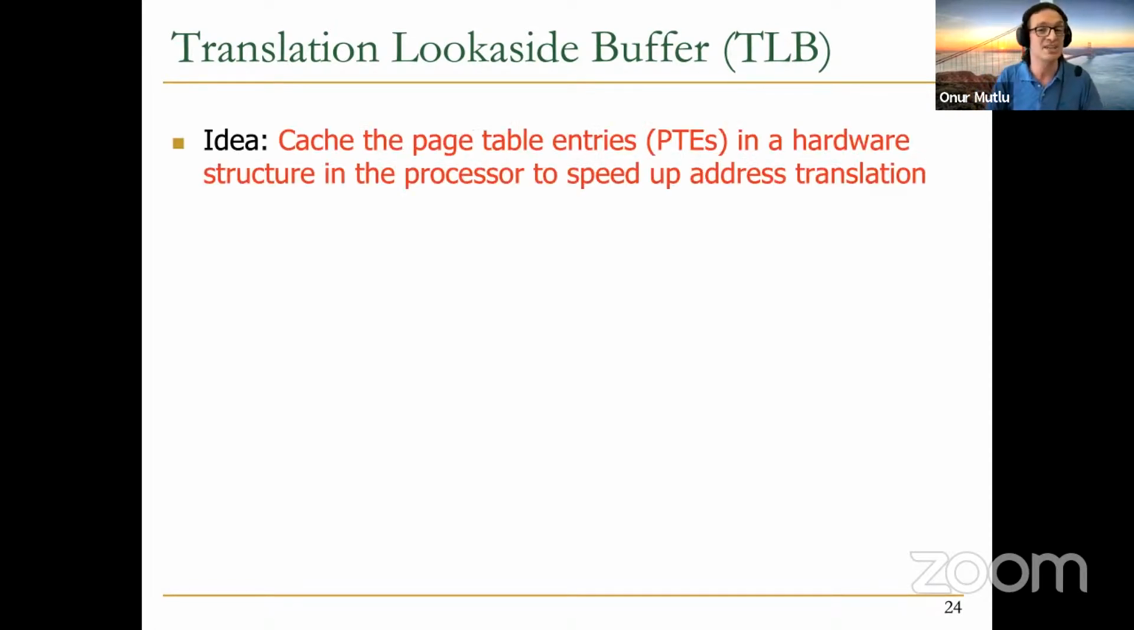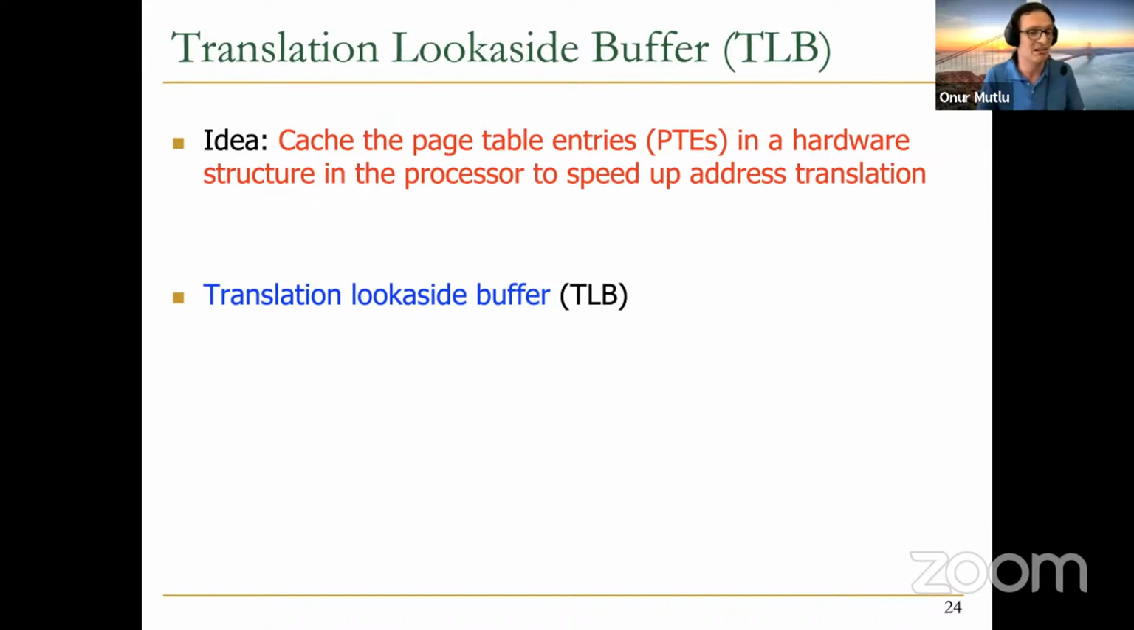So why not cache the page table entries in a hardware structure in the processor to speed up the address translation? That's the idea of a translation look-aside buffer. It's essentially a cache for page table entries that you can access within one cycle or just a few cycles, such that you can get your addresses translated right away without going through the page table. And this is called the translation look-aside buffer. Again, we're not caching the data, we're caching the translations. But since we're going to access the data, if the data has locality, translations should have locality as well, right? Because these are coupled with each other.